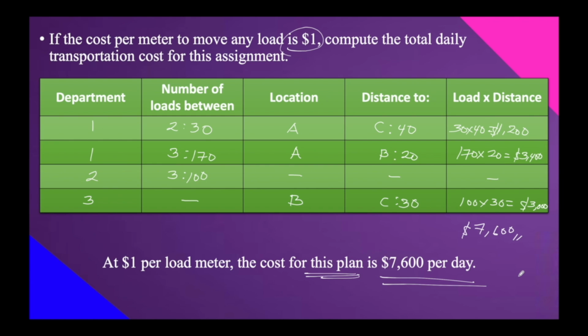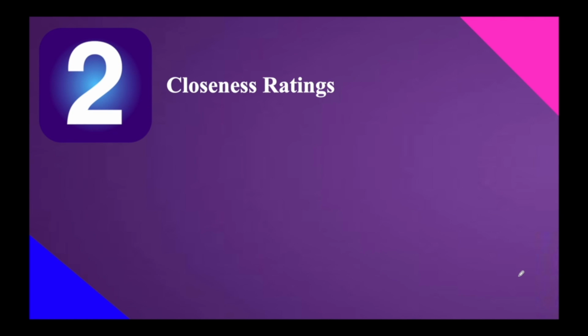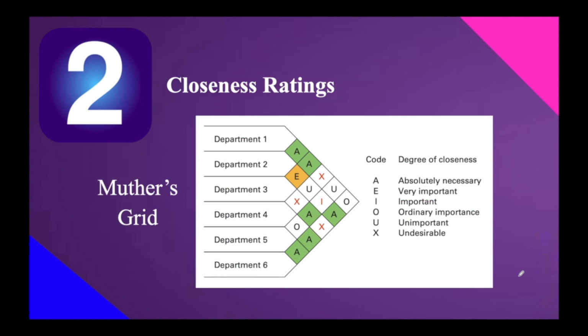Okay, so that is for the first designing process layout technique, which is minimizing transportation cost or distances. Okay, so next we have the closeness ratings. Closeness ratings actually uses the Muther Grid, and this is what you are seeing right now with departments 1 to 6 and the code and the degree of closeness. So somehow this is a matrix that we have a code letter A, E, I, O, U, X.